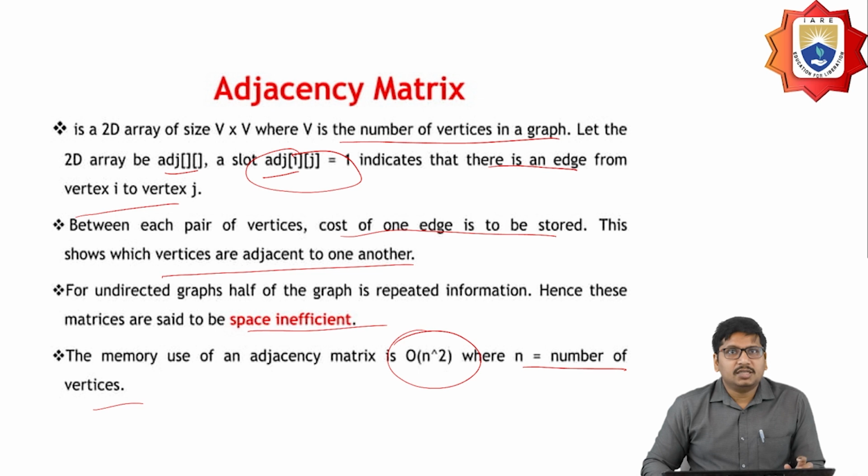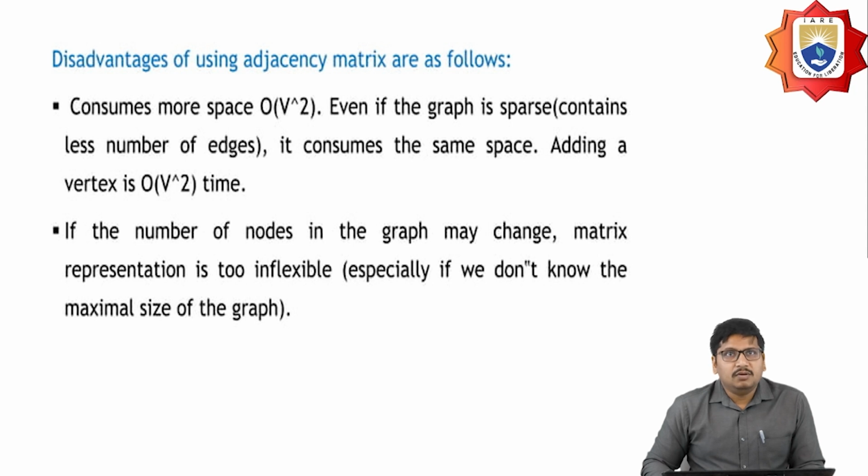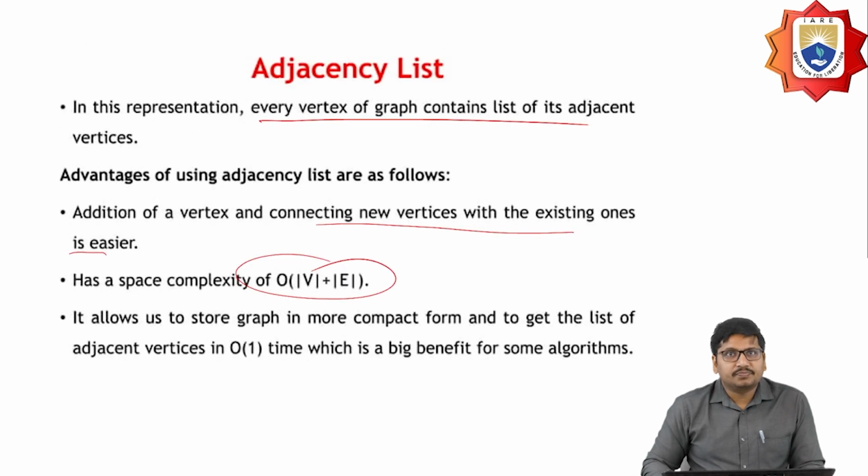And this adjacency matrix should be a 2D matrix representation. For this it should be space inefficient in the case of an undirected graph, and memory usage is big O of n squared. Whereas the advantages are that it is easy to understand, implement, and convenient to work with, and we are able to remove edges very easily with time complexity of O(1). The disadvantages are that it consumes more space, big O of n squared, and if the number of nodes in the graph may change, it is too inflexible.